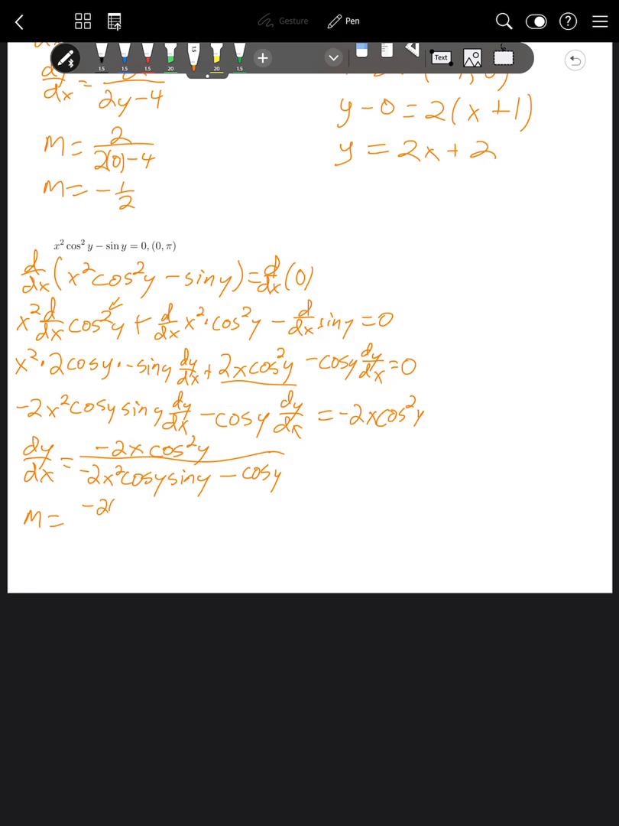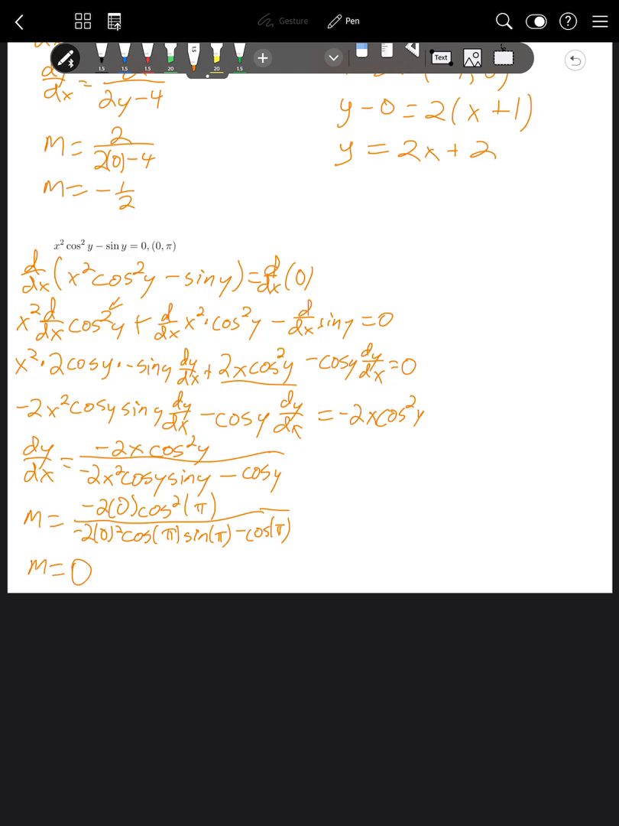So this will be negative 2 times 0 times the cosine squared of pi over negative 2 times 0 squared cosine of pi sine of pi minus cosine of pi. And in the end here on the bottom, we're going to get negative 1. And on the top, we're going to get 0. So the slope will end up being 0.